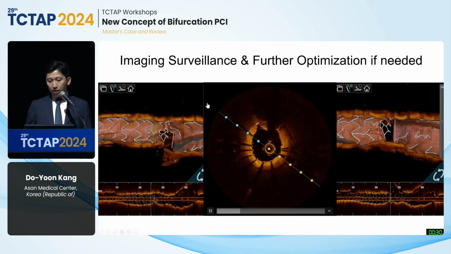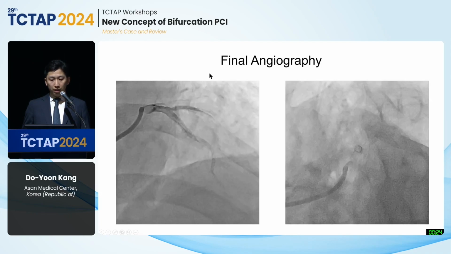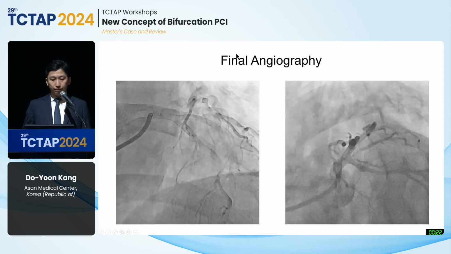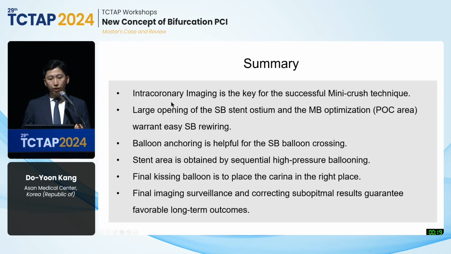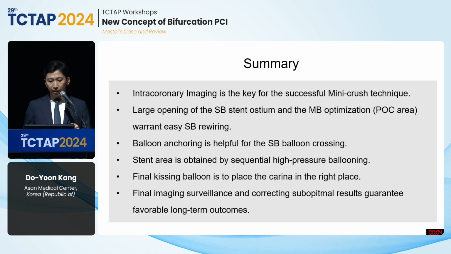And finally, imaging surveillance and further optimization if needed can make the procedure perfect. And this is the final angiography. So in summary, intracoronary imaging is the key for the successful two-stent technique. A large opening of the side branch stent ostium and main branch optimization warrant easy side branch rewiring. Balloon anchoring is helpful sometimes, stent area is obtained by sequential high-pressure balloon, and the final kissing balloon is to place the carina in the right place. Final imaging surveillance and correcting suboptimal results guarantee favorable long-term outcomes.